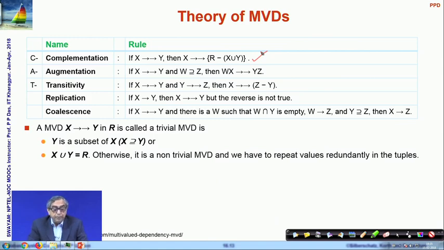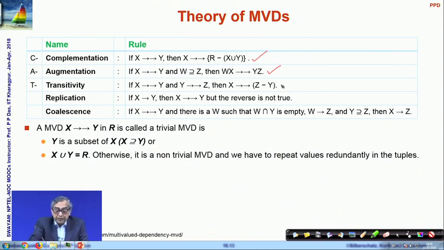Augmentation: I can augment any multi-valued dependency by putting attributes on the left and right hand side, as long as all attributes that I put on the right hand side, I also put on the left hand side. I may put more attributes on the left hand side, but all attributes that I put on the right hand side here, z, must be a subset of the attributes on the left hand side. That augmentation is possible. Transitivity manifests in a slightly different way. If x multi-determines y and y multi-determines z, then x multi-determines z minus y.